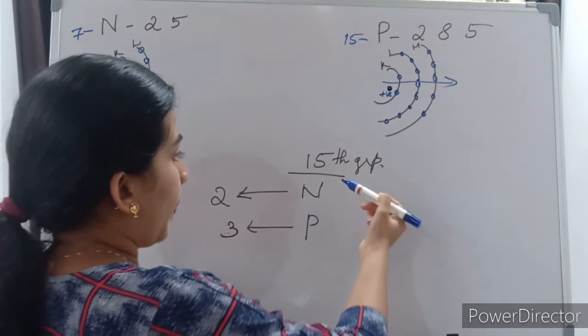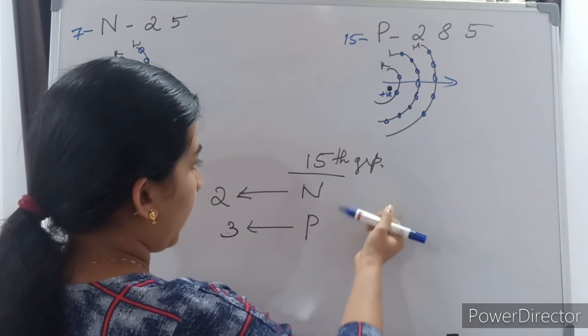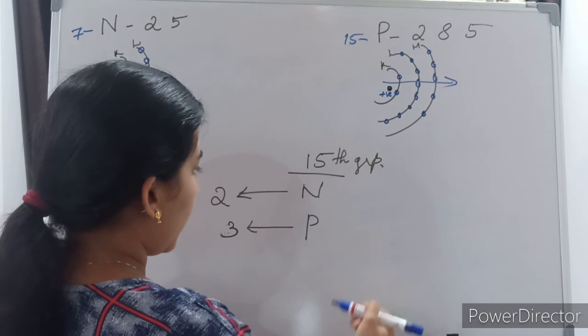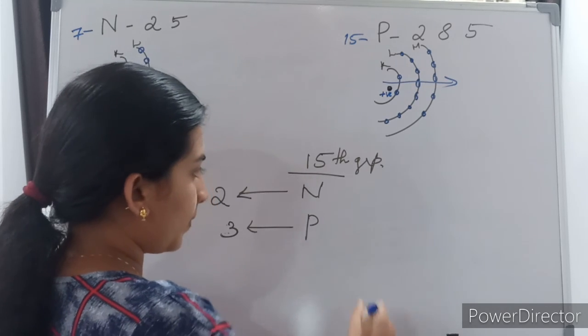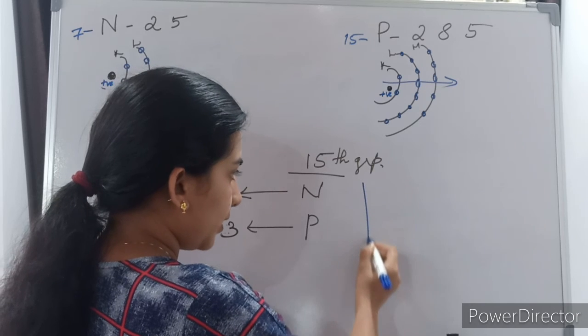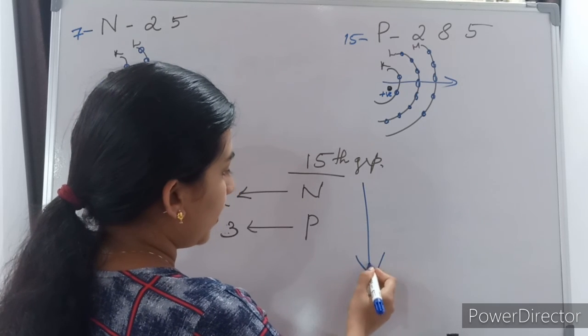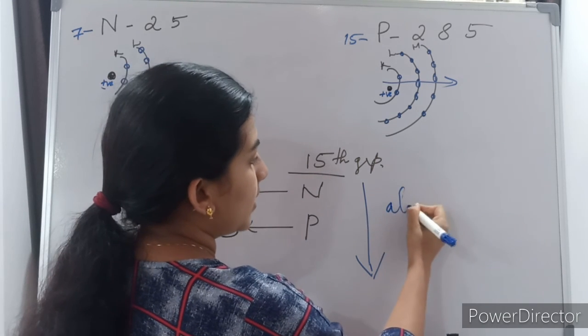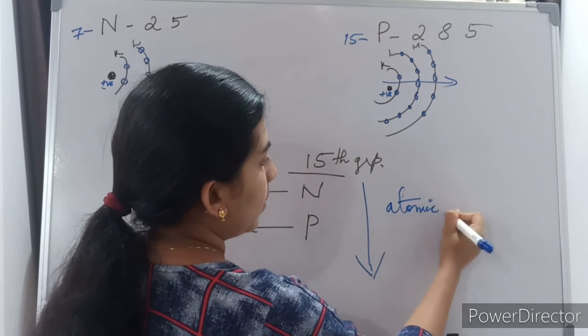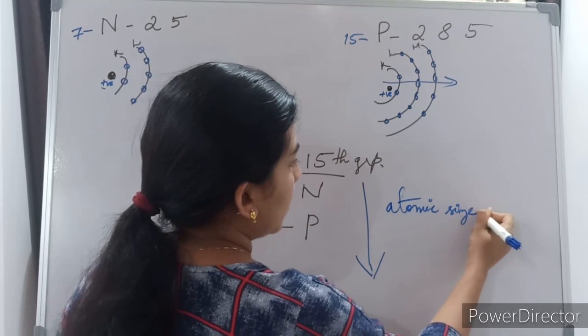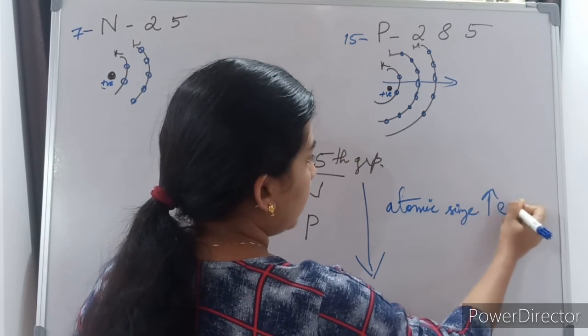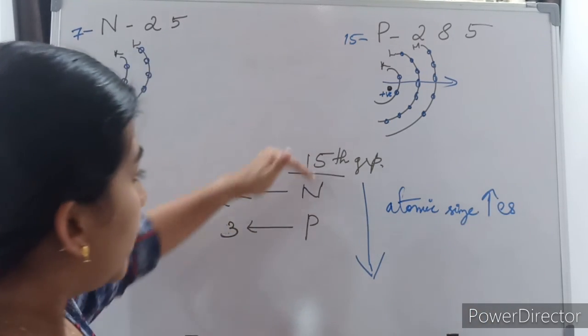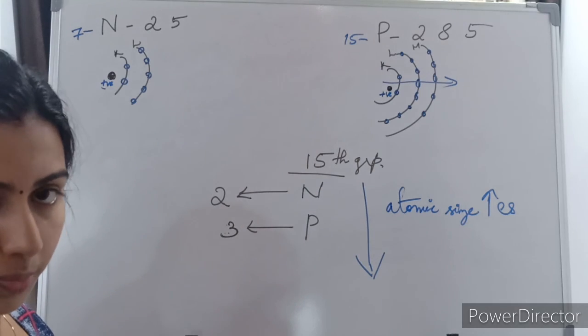From this, nitrogen and phosphorus, this is along a group. So from this a point is obtained that along a group, what happens to the atomic size? Atomic size increases as we move down the group.